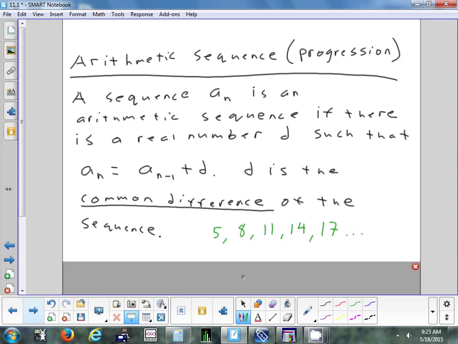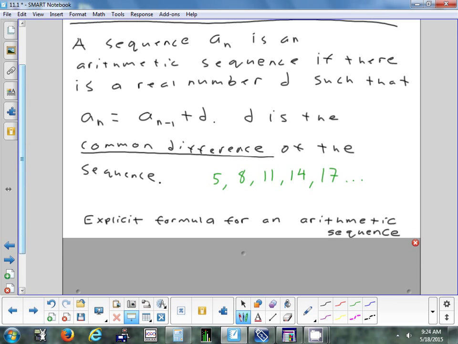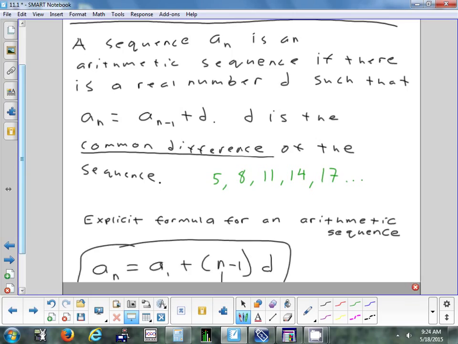Here's an example of an arithmetic sequence. If I take two terms that are next to each other, like 11 and 8, subtract, I get 3. 14 minus 11, 3. 17 minus 14, 3. So if you're given something recursively that's arithmetic, we have a formula. We're not going to have to try to guess anymore. That will automatically change it to explicit.